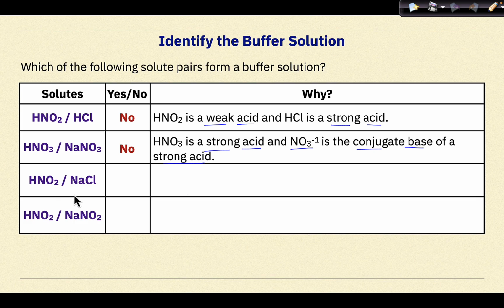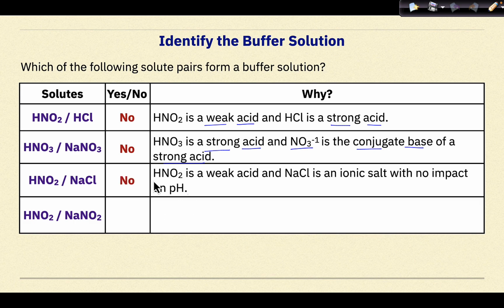Let's look at the next solution, HNO2 and NaCl. If your response to this one was no, you are correct again. The reason is HNO2 is a weak acid and NaCl is an ionic salt with no impact at all on pH, because the Na ion is the conjugate acid of a strong base and therefore has negligible acidity, and the Cl ion is the conjugate base of a strong acid, also with negligible impact on pH.